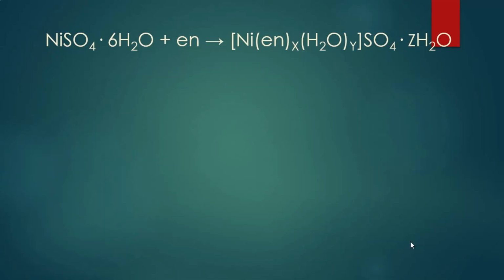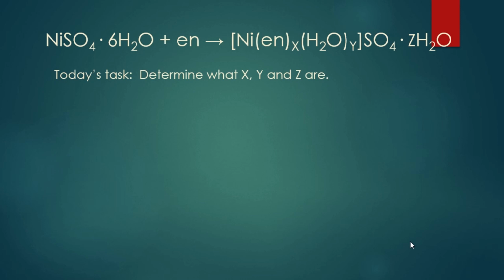Today is the second week of the nickel lab. Last week you ran this reaction. You made the nickel complex that's shown up there: the nickel en(X), water(Y), sulfate, and Z H2O. So this week we're trying to figure out what that formula is. What are X, Y, and Z?